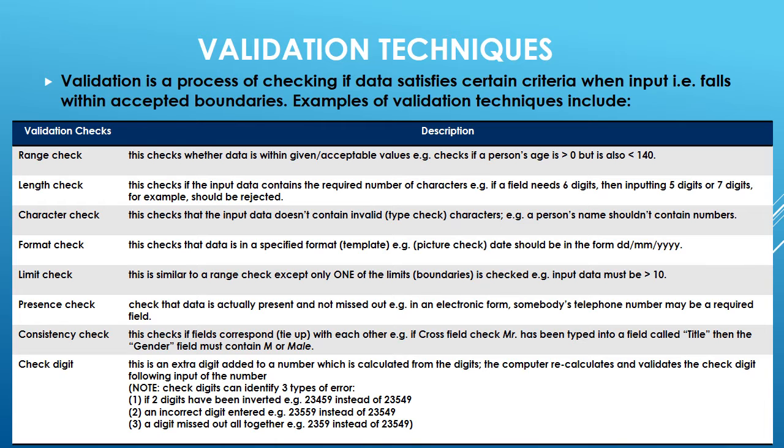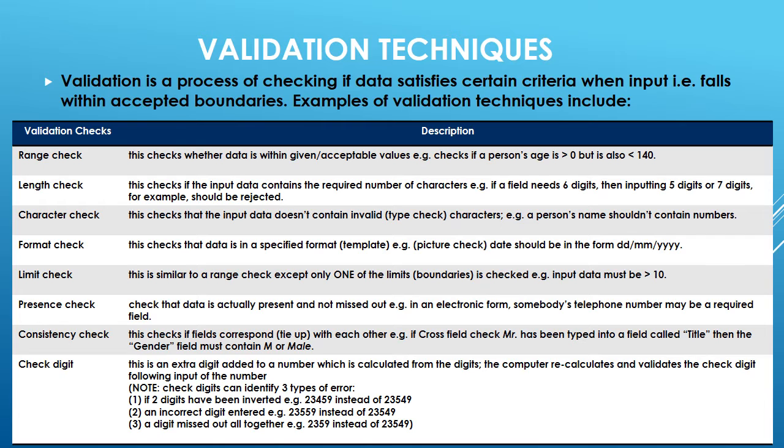Limit check. This is similar to a range check except only one of the limit boundaries is checked. For example, input data must be greater than 10. Presence check. Presence checks check that data is actually present and not missed out. For example, in an electronic form, somebody's telephone number may be a required field.